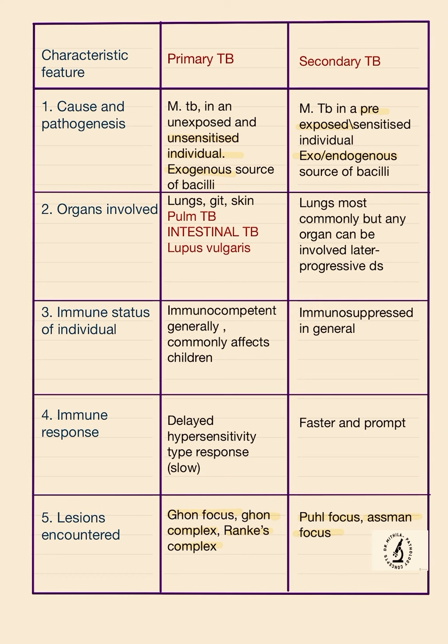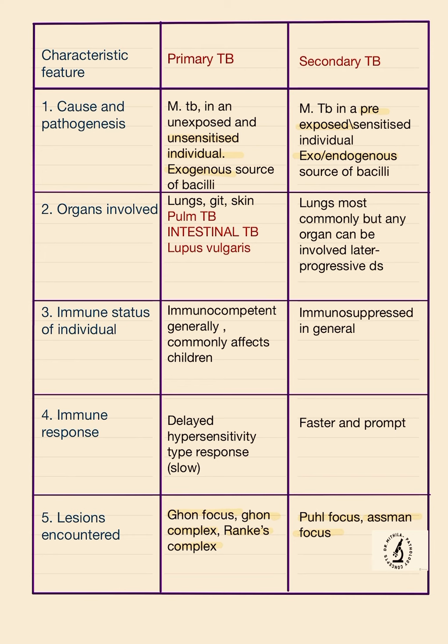Then the immune response in case of primary TB is a delayed hypersensitivity reaction. I have told you in the last lecture that there are two responses in early TB. First is the early response, and then comes the late response after 3 weeks. So that's why it's a delayed hypersensitivity response, and it is slow to occur. While in secondary TB, since the memory T cells are now developed, it will be a faster and more prompt response as compared to primary TB.